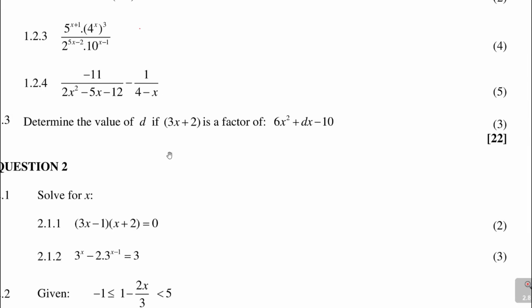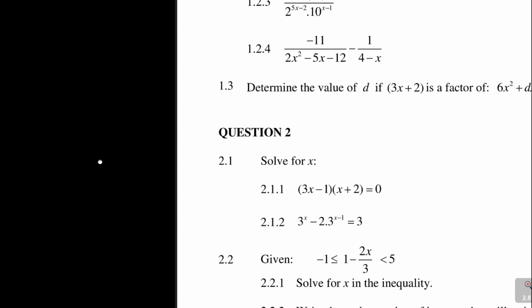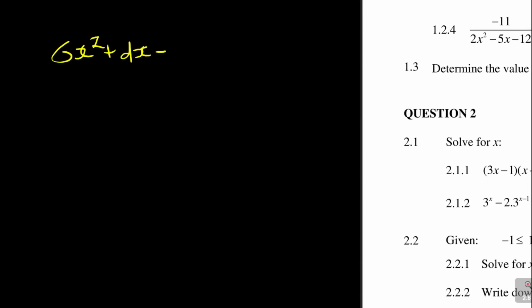1.3, 3 marks. It says what here? Determine the value of d if 3x plus 2 is a factor of 6x squared plus dx plus 10. Let me write that one. I think it was interesting, this one. 6x squared plus dx, and then what we have, minus 10. So this is what we have.